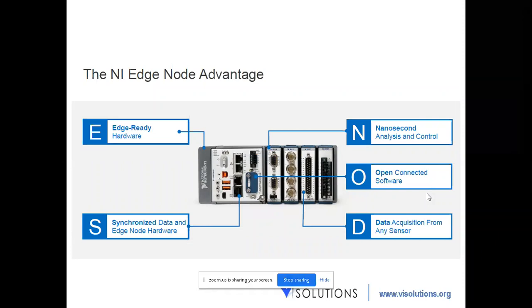So this is one example of a hardware, where depending on the type of data you're going to acquire, you're going to have different modules. And it's going to be synchronized with your internet. So when you connect it to the internet, it's going to be IoT capable.